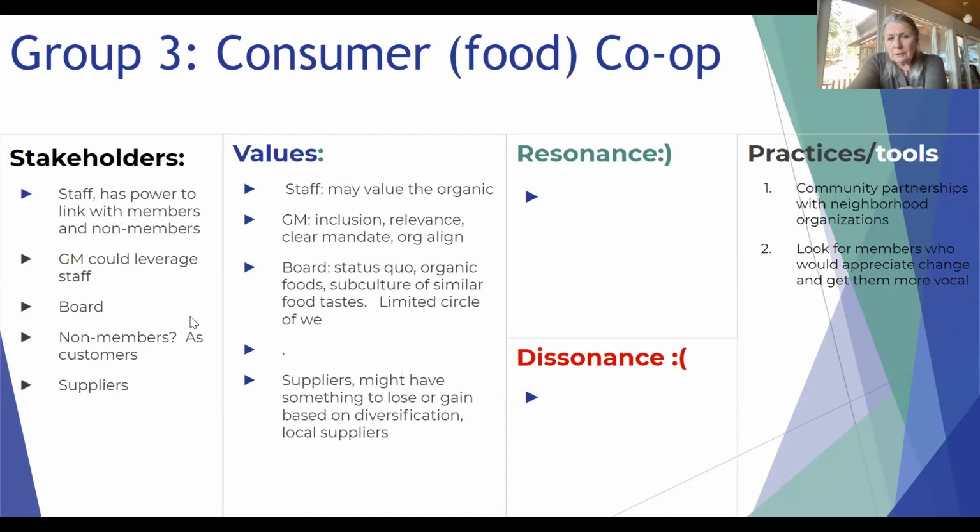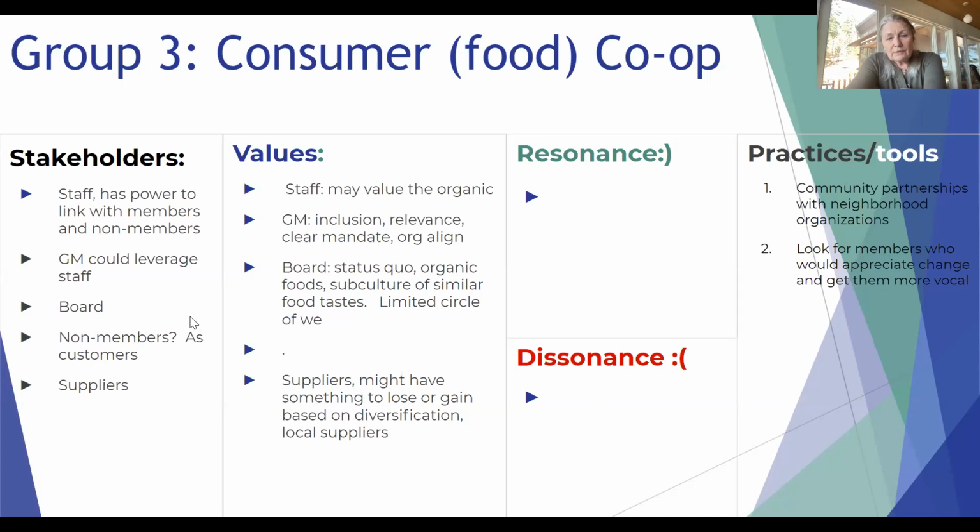So in terms of value, who values what? Some of the staff may have been there for a long time and they would value the original organic food. The store manager clearly has different values to the board. The store manager wants to be inclusive and to align the product line more with what her community would enjoy. But the board is very much status quo. They have a limited circle. Somebody said they're much more about "we." And of course, although we want to embrace new suppliers, there are the traditional suppliers that might be losing out as they change the product mix.